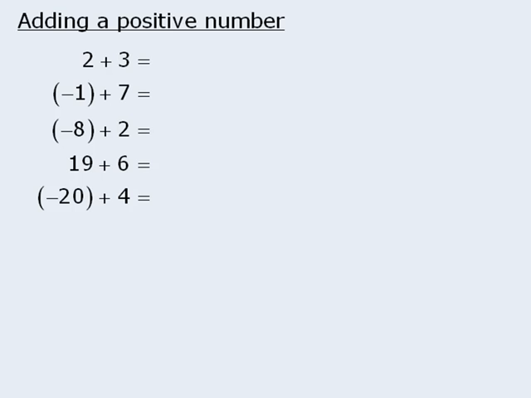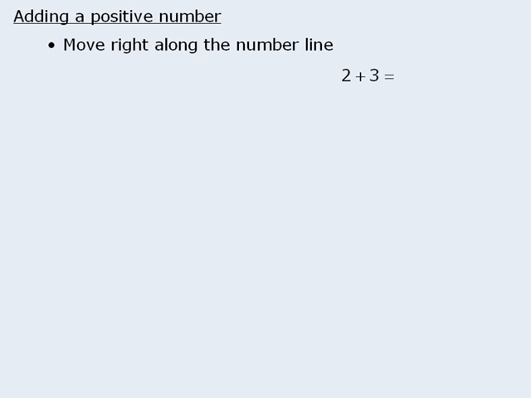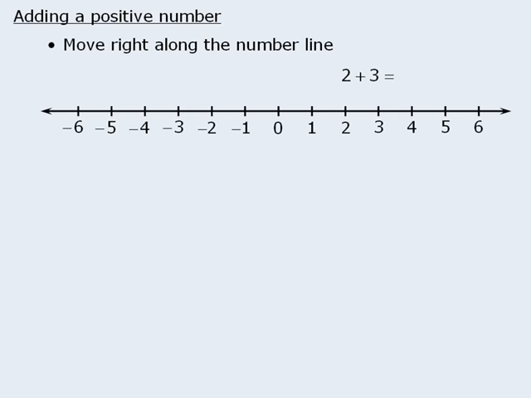Now when it comes to adding a positive number to another number, the rule is to move to the right along the number line. For example, if we want to add 2 plus 3, we take the number line and start at 2. We always start at the position of the first number. And from here we move 3 spaces to the right, 1, 2, 3, and end at 5. So 2 plus 3 must equal 5.